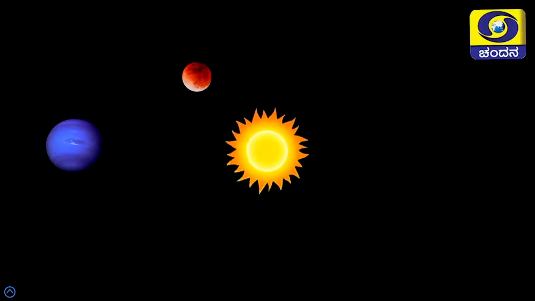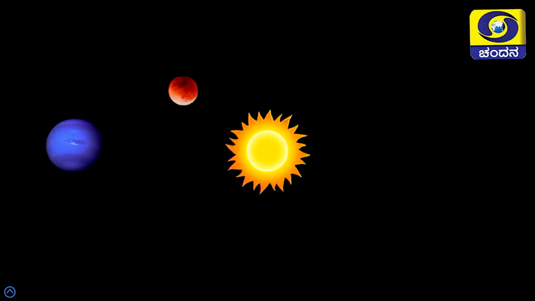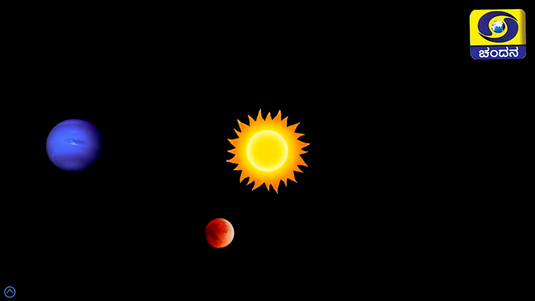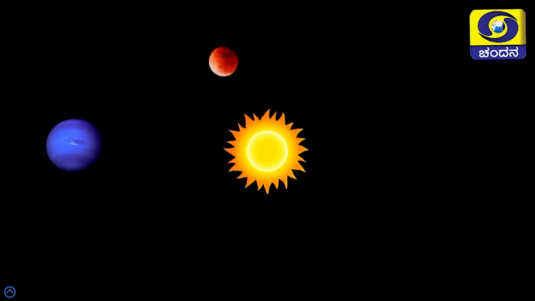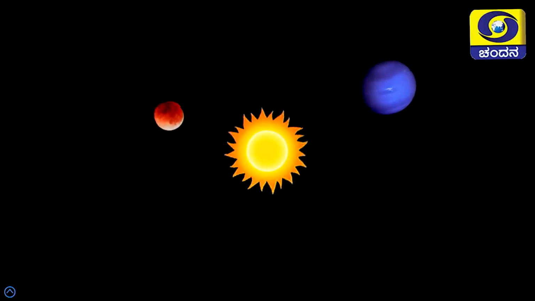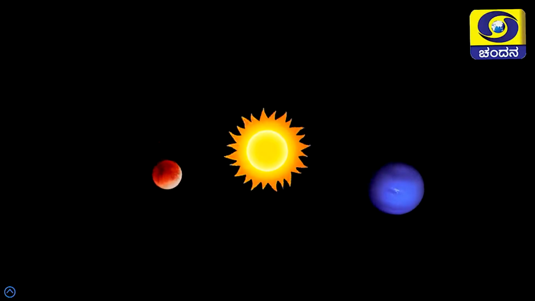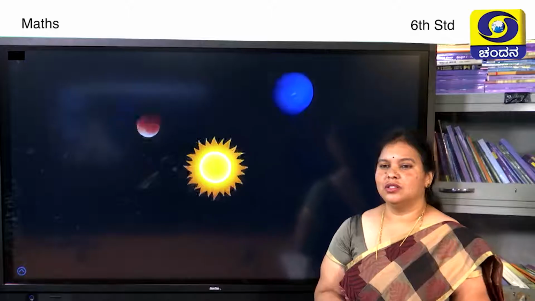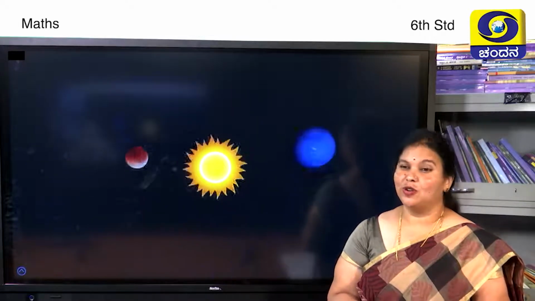Now you have to observe the movement of Mercury around the Sun. See, it's revolving around Sun. Observe the movement and tell me, is it clockwise or anti-clockwise? Yes, correct. It is clockwise. Now you observe the movement of Venus. Is it revolving clockwise or anti-clockwise? Yes, it is revolving anti-clockwise only. So, now we have understood clockwise and anti-clockwise rotation very clearly.